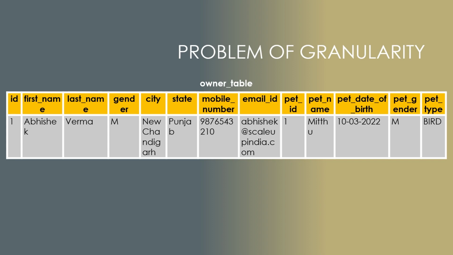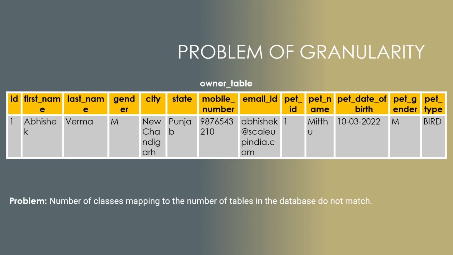But then what is the issue? The issue is that the number of classes is 2 in Java, but in the database we just have a single table. So hence there is a particular mismatch, and this problem itself is known as the problem of granularity. So that was the very first problem.